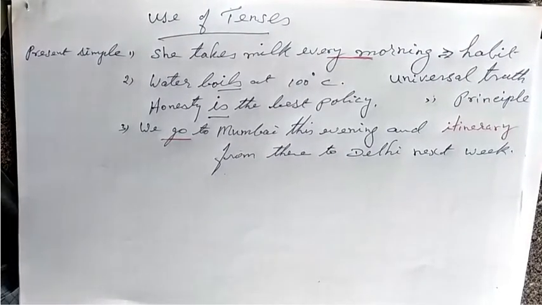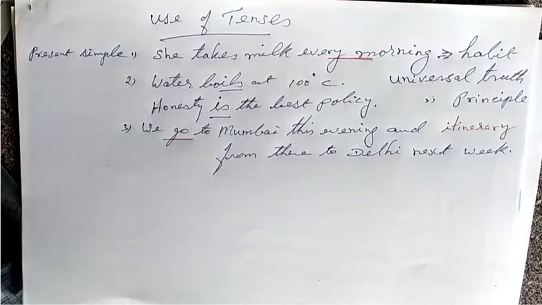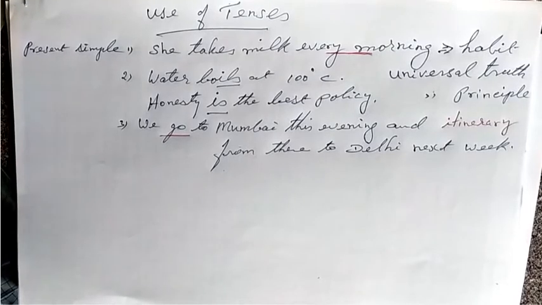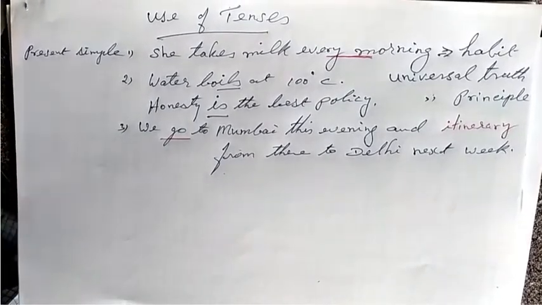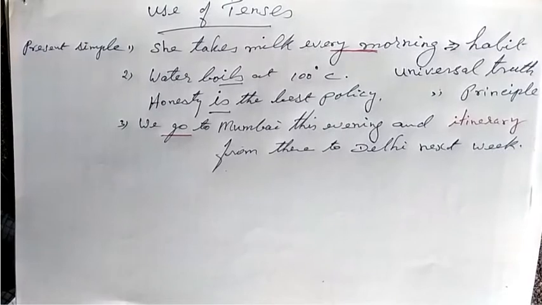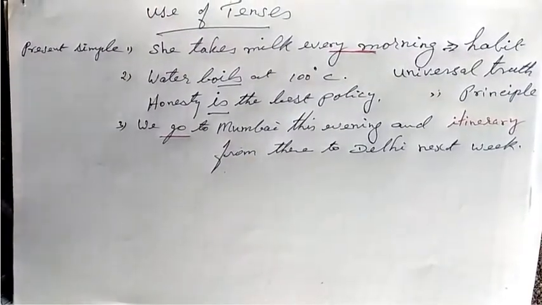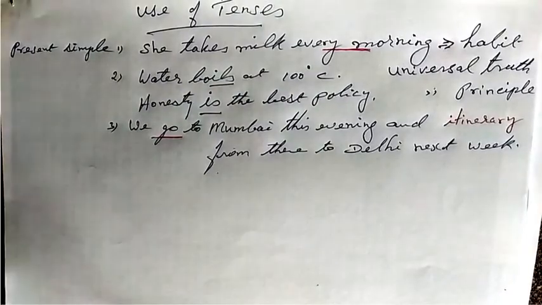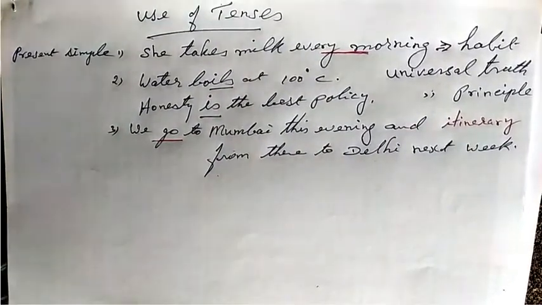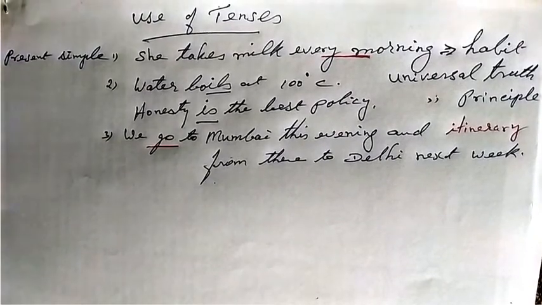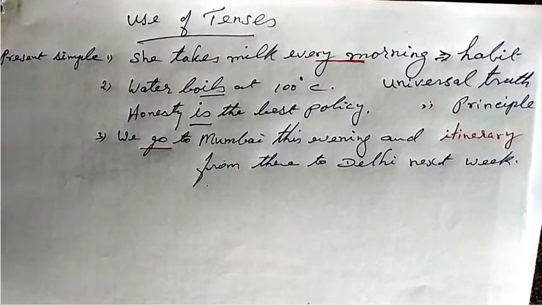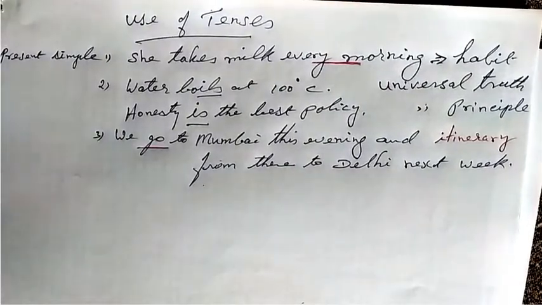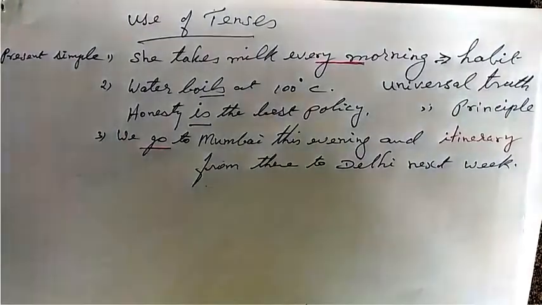Let me give another example. The next bus to Aligarh leaves at 5 in the evening. I am using the verb leaves in present simple tense. What is the reason? Because it is part of a timetable. It is a pre-planned and decided schedule, a timetable. And that's the reason we use present simple tense.